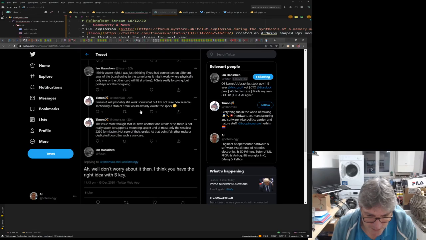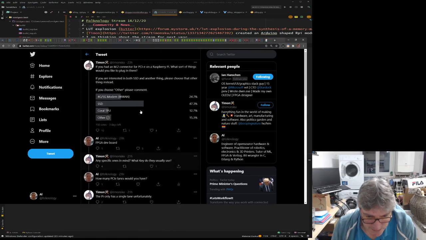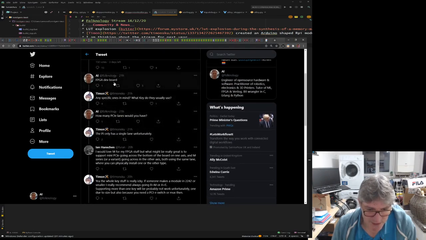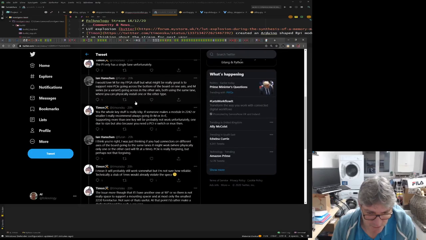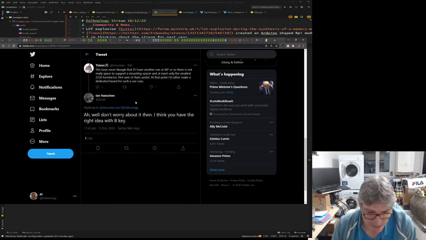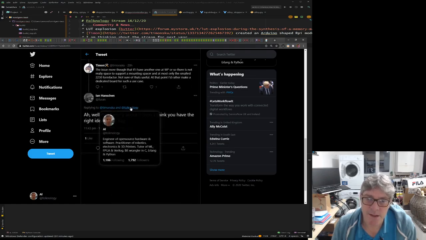And we're talking about what keys would be needed. So yeah, there was the vote. As you can see, SSD won out, followed by a 4G, 5G modem. Quite a few people were using the Google Coral TPU accelerator, presumably for machine learning, other, which is what I clicked. FPGA dev board.